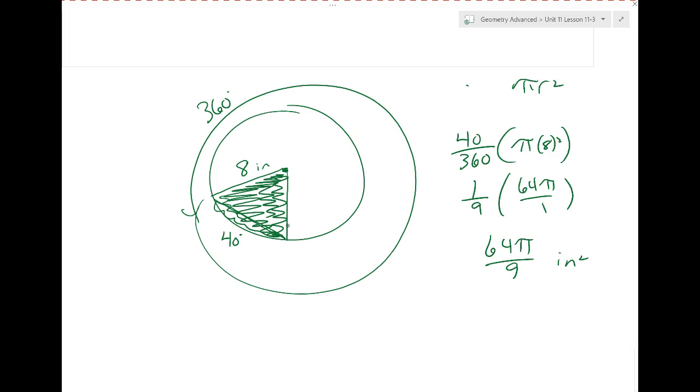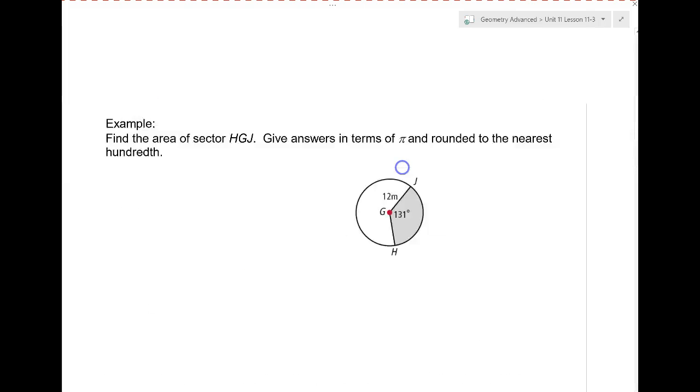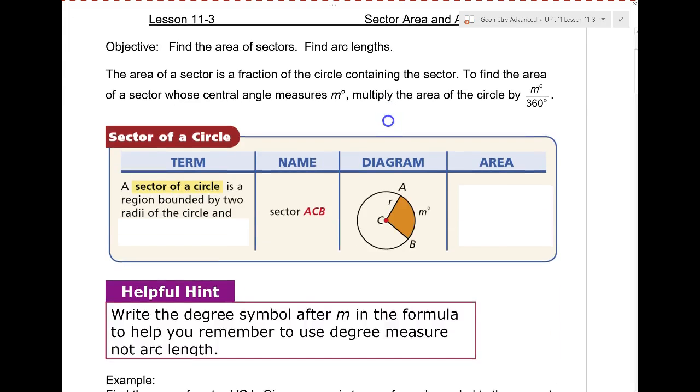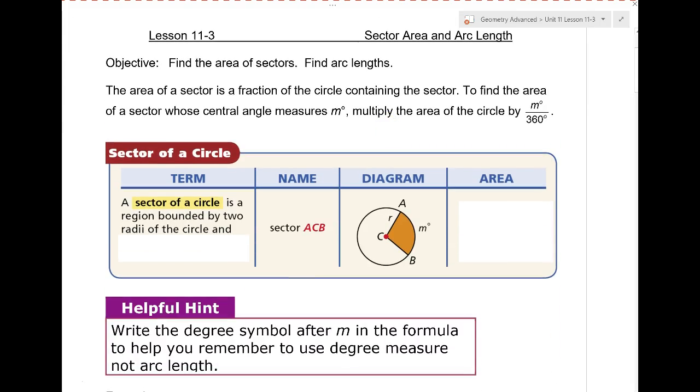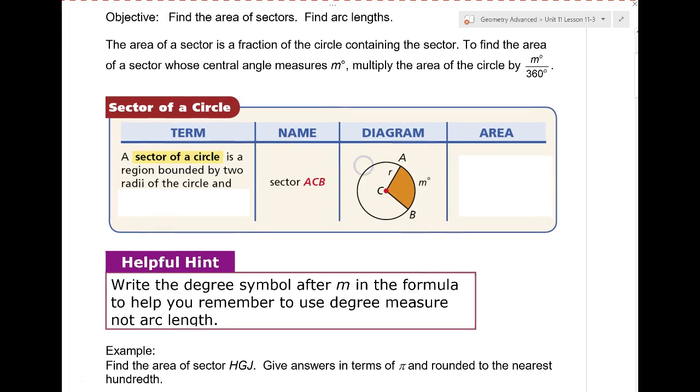Now, that has a special name. This is called the sector of a circle. Think about it. If you're a sci-fi person and you've listened to any Star Trek, they talk about the different parts of the universe as sectors. So think about it, it's like a portion of it, right? So a sector of a circle is a region bounded by 2 radii of a circle and their intercepted arc.